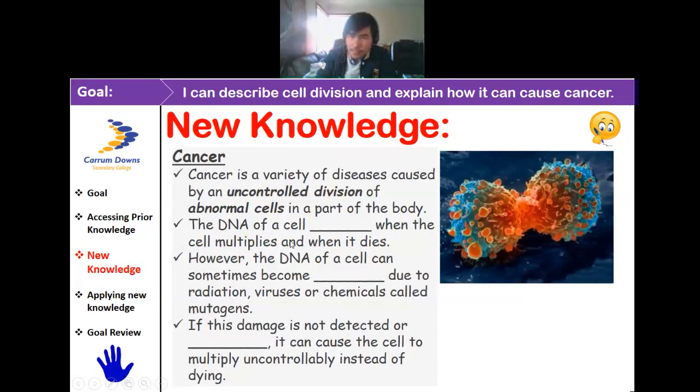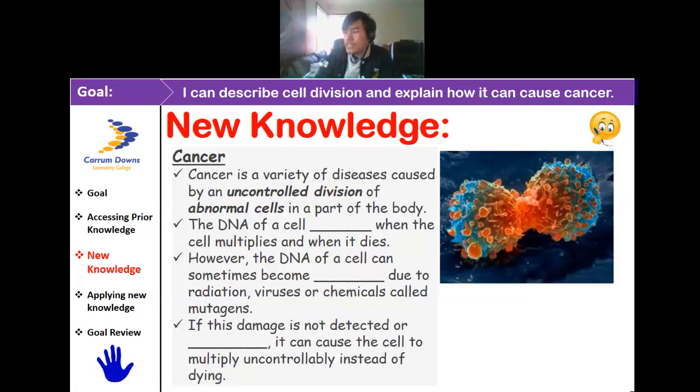So cancer. Okay, so cancer is a variety of diseases that are caused by an uncontrolled division of abnormal cells. Okay, so there are two important parts there. First of all, it has to be an uncontrolled division, and second, it is division of abnormal cells. Okay, most of the time they go hand in hand.